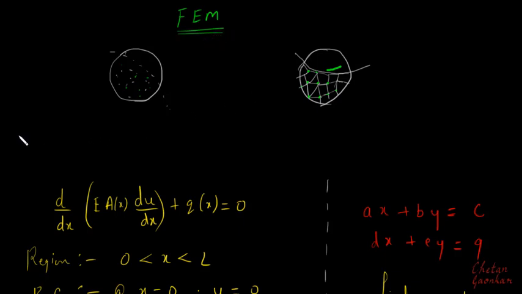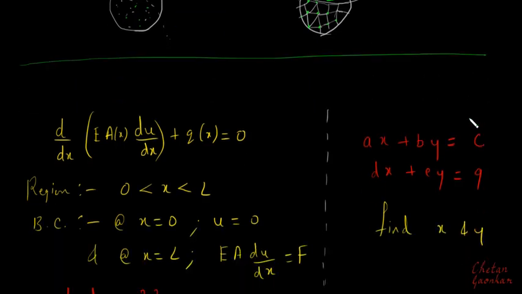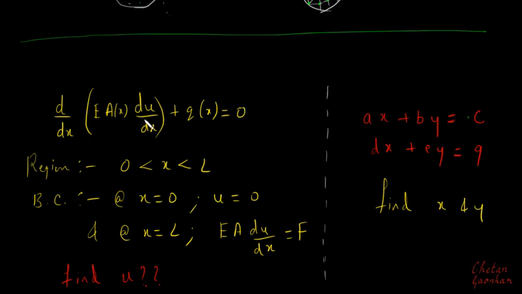Let us try to understand what finite element method is in a slightly different way. Here we have two equations. This is what is called a differential equation, and this is what is called algebraic equations. Now this equation is specified in the region x goes from 0 to L, and these are called boundary conditions, and our objective here is to find what is u.